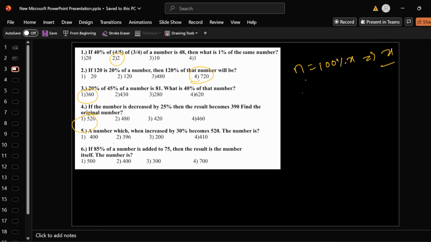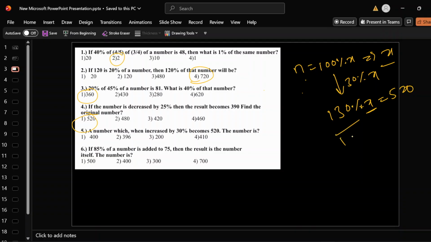The number which when increased by 30%, that means it becomes 130%. That means he has given that 130% of x equals 520, and he is asking us to find the x value, that is the number.